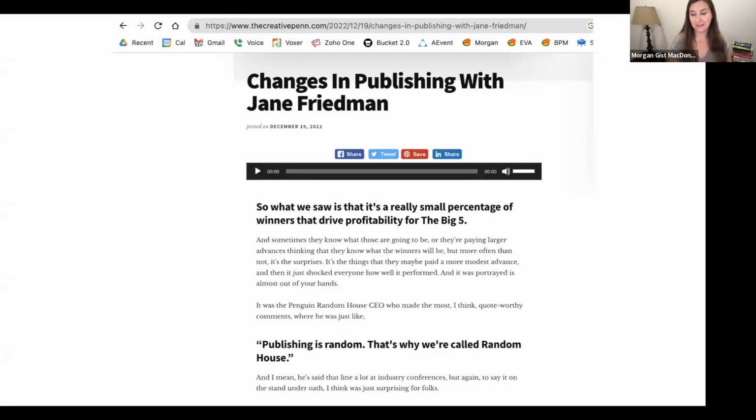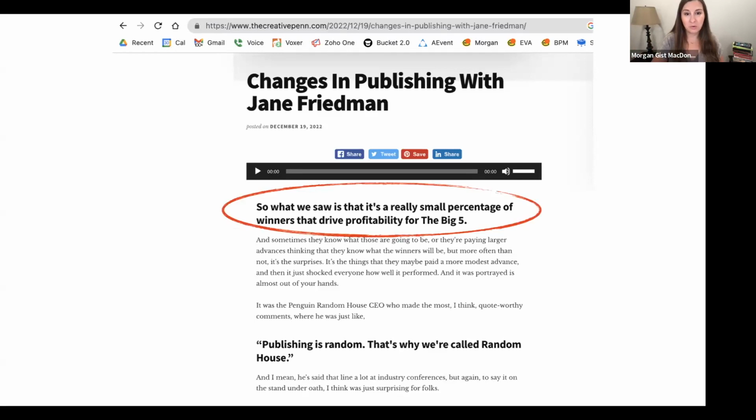Jane Friedman, who runs the Hot Sheet on all the news in publishing, did some really great reporting on this big case. And she reported, as we were coming towards the end of the case, that a really small percentage of winners drive profitability for the big 5 publishing companies. So your Penguin Random House, your Simon & Schuster, your HarperCollins, and the other ones, there are 5 big publishing houses in the US, and it's a very small percentage of their books that actually bring in the money.